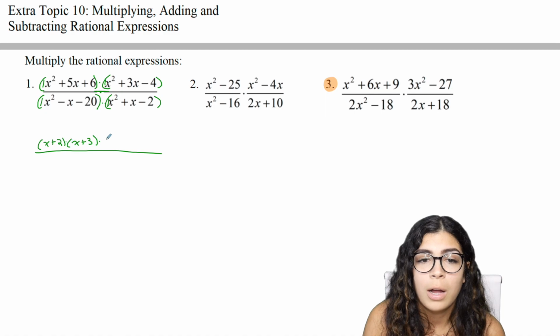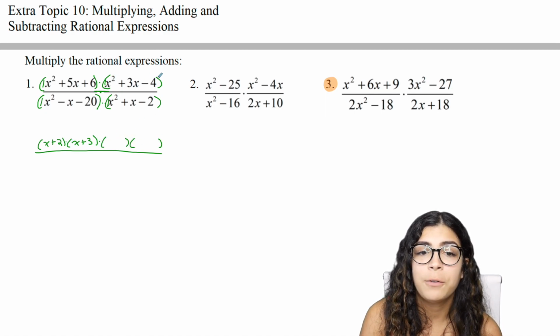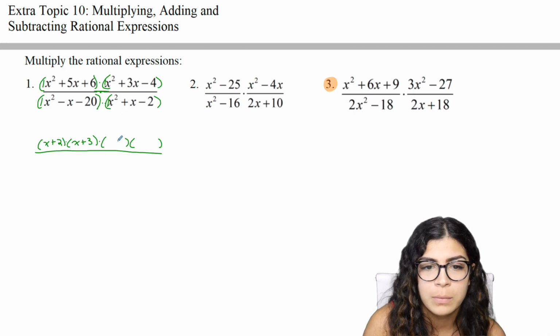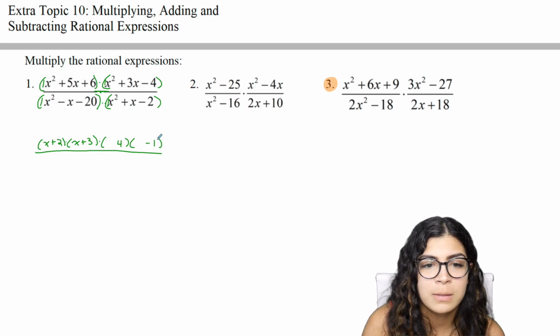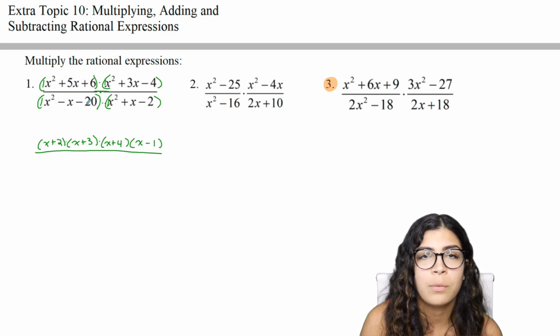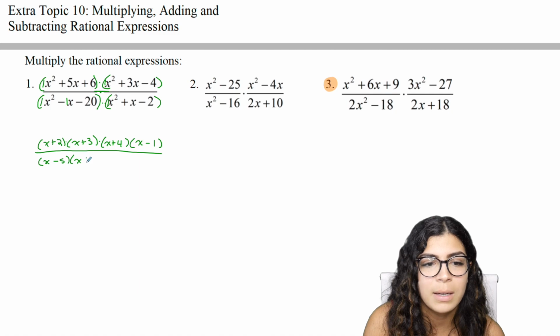And then on this trinomial, we're looking for two numbers that multiply to -4 and add to 3. So that would be 4 times -1, 4 plus -1. So this will factor into x plus 4 times x minus 1. In the denominator, we have first on the left this trinomial that multiplies to negative 20, adds to negative 1: negative 5 times 4, negative 5 plus 4.